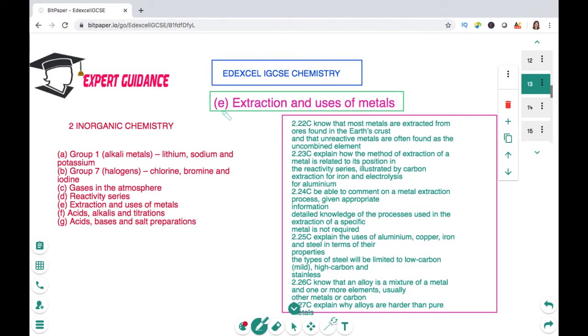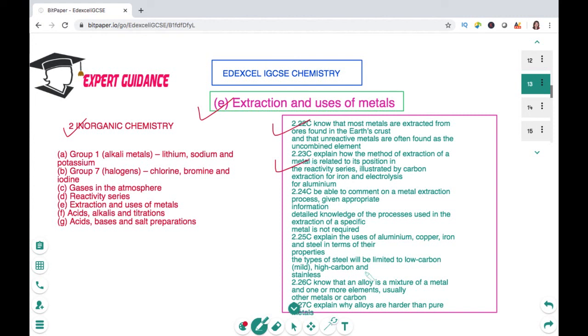Today in this unit, we'll be covering the topic E, extraction and uses of metals of section 2 in inorganic chemistry of Edexcel IGCSE chemistry. Now in this video, we'll be looking over how the metals are extracted from the Earth's crust and how we can find the method of extraction of the metal depending on its position in the reactivity series.